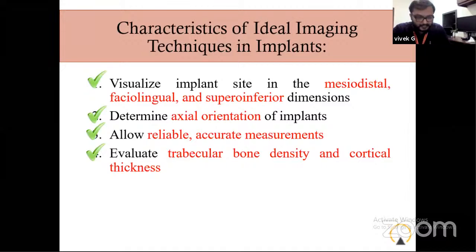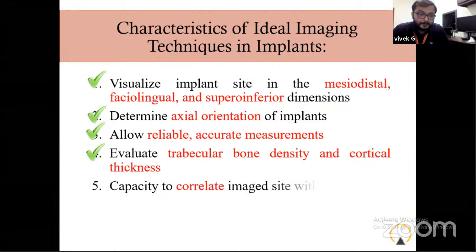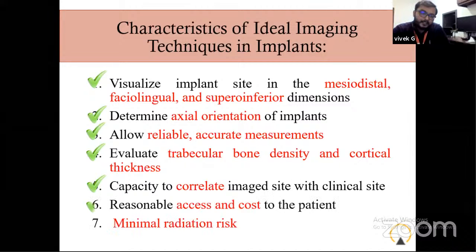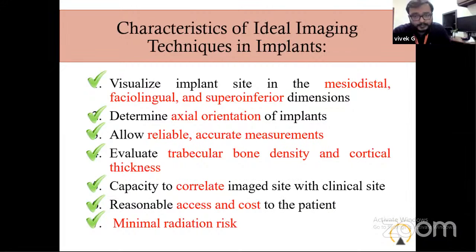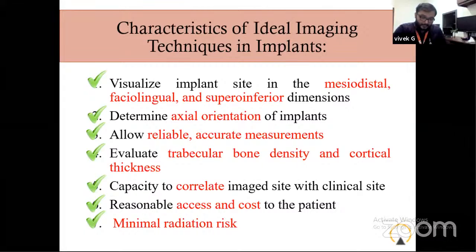And as I was telling you about the quantity and quality of the bone, the trabecular bone density and the cortical thickness can also be seen. You can correlate your site with the clinical site because you can get life-size images and measure and work on the patient chairside. And obviously the access, the cost to the patient and minimal radiation risk are other points that we need to understand. So whenever we are talking about implant dentistry and CBCT, it is very good that we go for a CBCT before we place the implant.